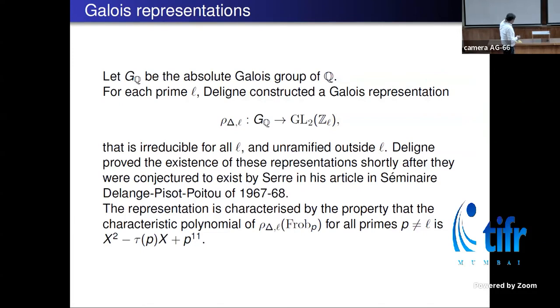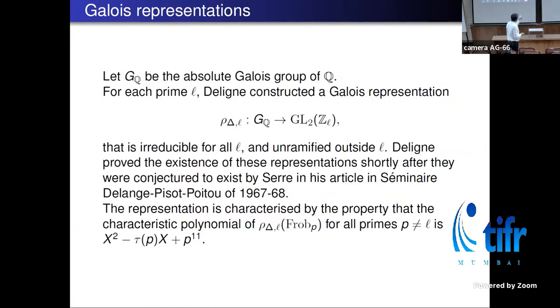And so then the tau function appears in the characteristic polynomial of this L-adic representation evaluated at the Frobenius at P. So if you look at the characteristic polynomial of rho delta L at Frob P, then it has this particular form, x squared minus... So the trace of this Galois representation at Frobenius at P is tau P, and its determinant is P to the 11. And 11 is 12 minus 1, where 12 is the weight of the delta function.